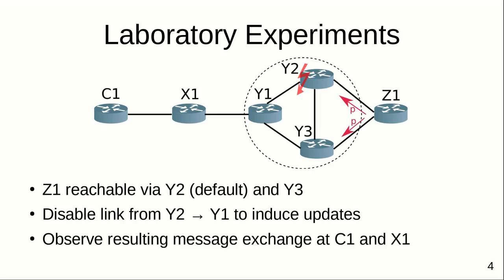In the depicted topology, Z1 originates a prefix and is reachable via Y2, which is the default, and Y3, which is the backup route. In order to artificially induce updates, we disable the link between Y1 and Y2, and we monitor the resulting updates at X1 and C1. We use 10 different BGP implementations from 7 vendors and routing daemon projects to perform 4 different experiments. In the following, we briefly summarize the results. For more information, please have a look at the paper.